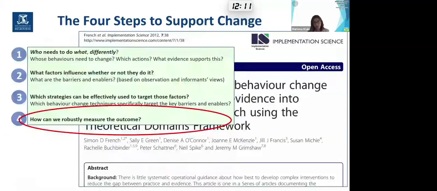And then the final step in Simon French's 4-step process for supporting change in health services is about measuring the effects of the implementation strategy. So of course, the selection of your study design will depend on several factors, including the level of evidence available for the intervention, the resources, the research question, and so on and so forth. But I want to take a moment to briefly discuss hybrid designs, because they provide us with a tremendous opportunity to measure implementation, potentially whilst we're also measuring efficacy, clinical efficacy.